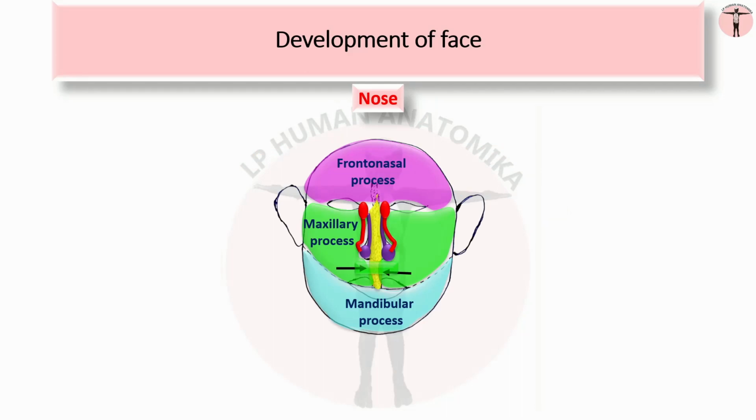The nose is formed from five facial prominences. The frontal prominence gives rise to the bridge of the nose. The merged medial nasal prominences provide the crest and the tip of the nose, and the lateral nasal prominences form the sides or ala of the nose.